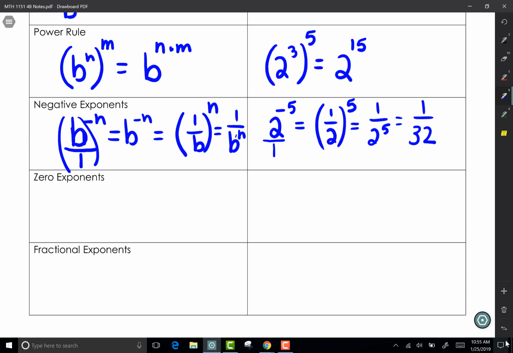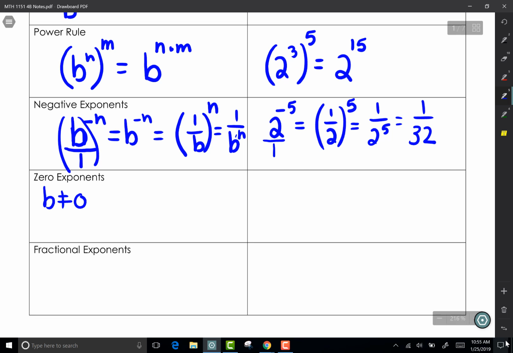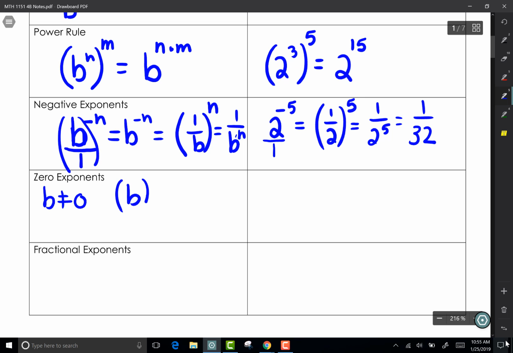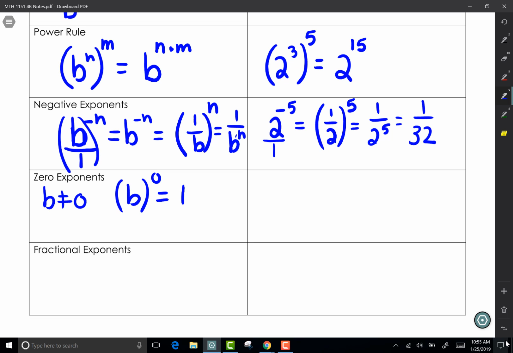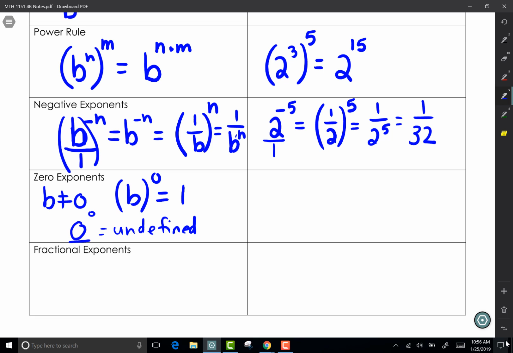For zero exponents, what you have to keep in mind is this rule only works if the base is not 0. It can be anything but 0. If you take anything and raise it to the 0 power except for 0, b cannot be 0, that gives me 1. It seems a little strange and anti-intuitive, but I'm going to show you why here. Just to keep in mind, the base cannot be 0. I can't take 0 to the 0. This is undefined. Here's why when you raise something to the 0 power, it's equal to 1.